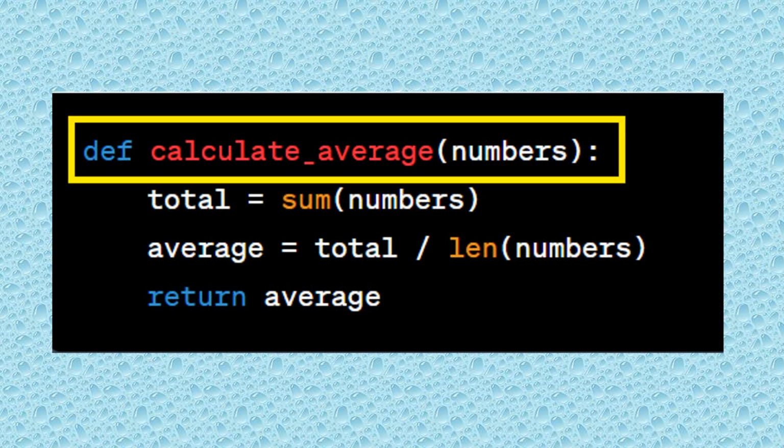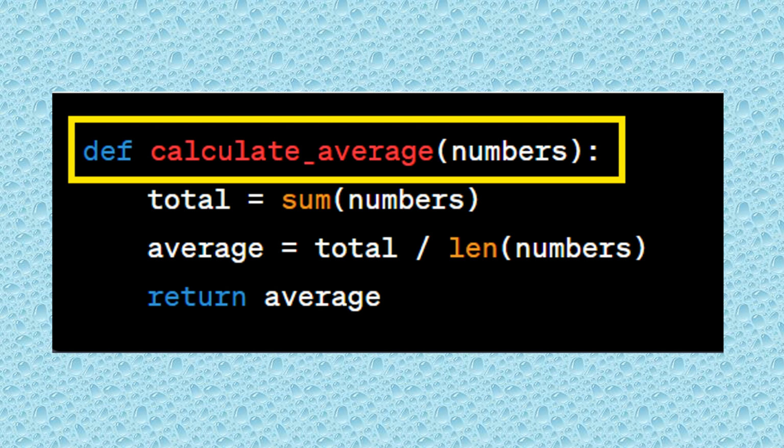To begin, let's understand what we're trying to achieve. Our goal is to write a function that calculates the average of a list of numbers. We'll call this function calculate_average. It should take a list of numbers as input and return the average of those numbers. Sounds simple, right? Now, let's break down the code step by step.